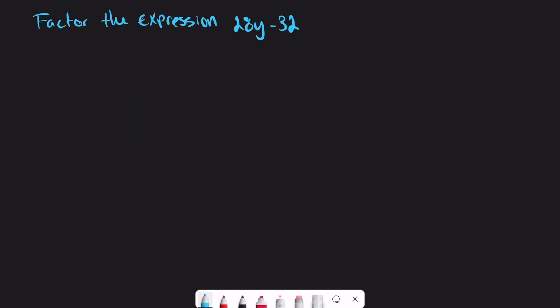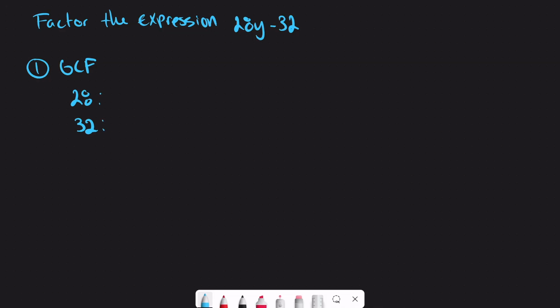All right, so let's factor the very last expression here. Factor the expression 28y minus 32. So the first thing we're going to need to do is write down the factors. So we're finding the greatest common factor here. We have 28 and 32.